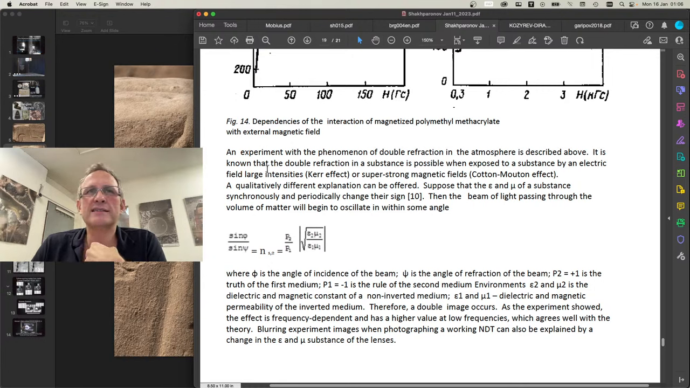It is known that double refraction in a substance is possible when exposed to a substance by an electric field of large intensities. This is the Kerr effect, or super strong magnetic fields, the Cotton-Mouton effect. A qualitatively different explanation can be offered. Suppose that the vacuum permeability and magnetic constants of a substance synchronously and periodically change their sign. Then the beam of light passing through the volume of matter will begin to oscillate with some angle.